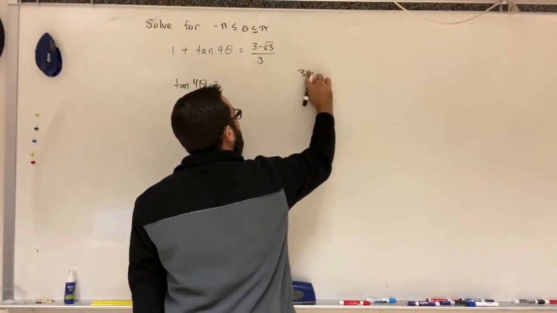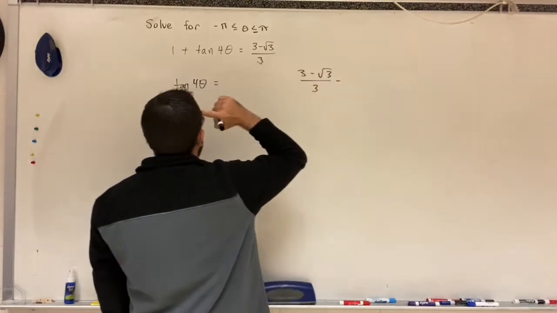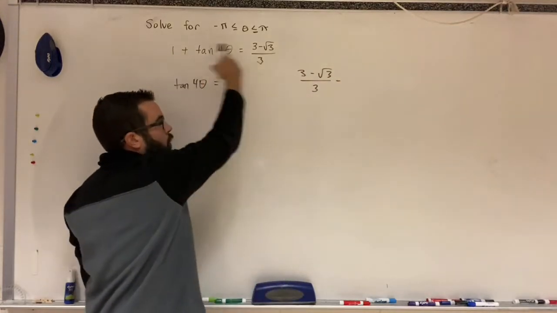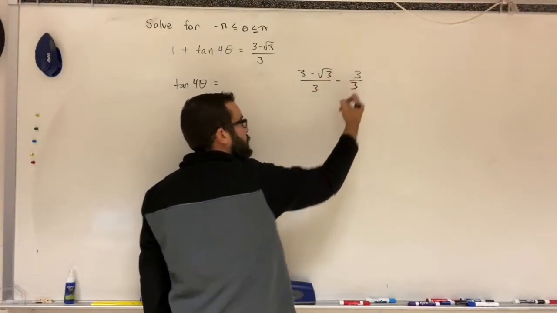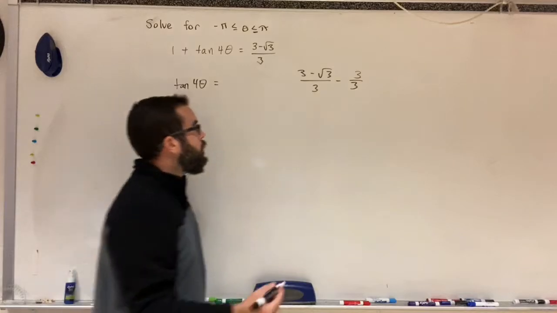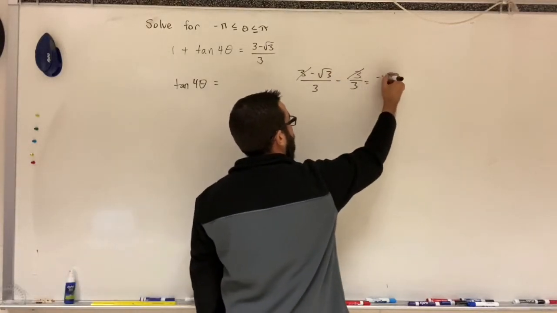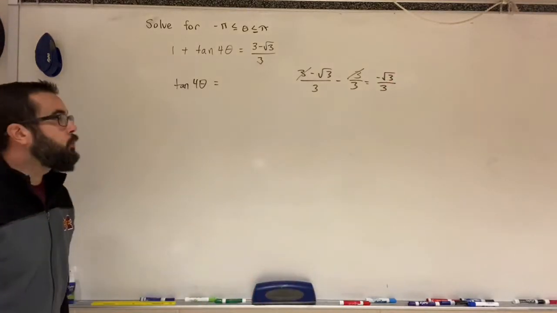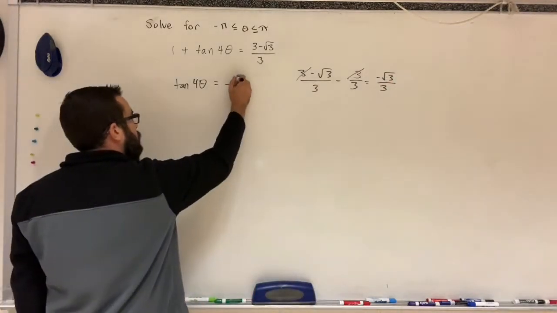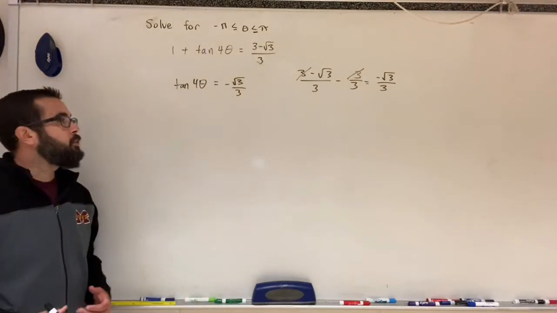I'd do 3 minus square root 3 over 3 minus, well, what is 1 with the denominator of 3? Well, it's 3 over 3. So when you subtract these, you notice the 3's cancel out and you're just left with negative square root 3 over 3. So see, that cleans up nicely.